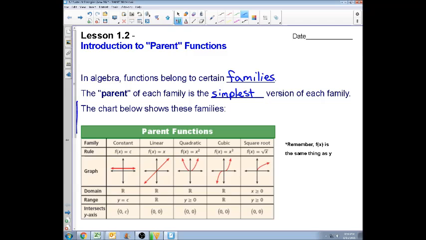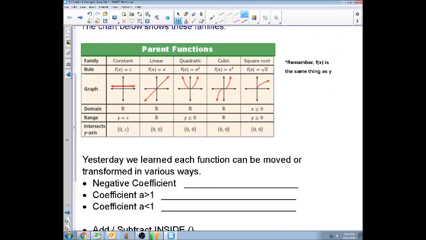The first one is a constant. A constant would be of the equation f of x equals c, or just f of x or y just equals a number. The graph is a straight line, the domain is all real, and the range would be y equals whatever that number is. It intersects the y-axis at 0 and that number. The linear function, we've talked about linear functions in the past, they are straight lines. That is f of x is equal to mx plus b is really the equation. But as you can see, the parent function would be f of x is equal to x. The domain and range of that would be all real. That means it goes on forever in both directions. It intersects the y-axis at 0, 0.